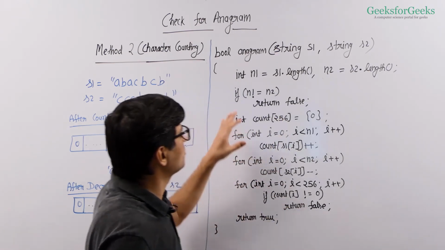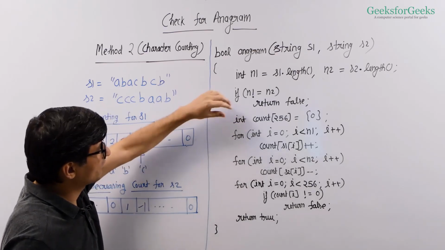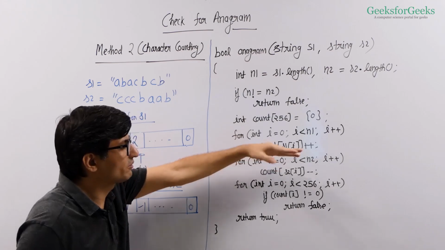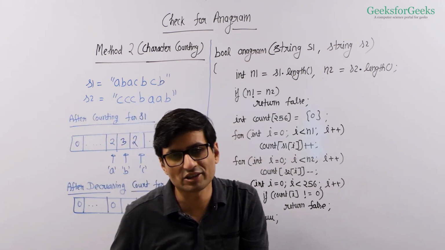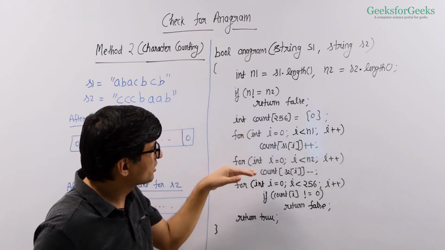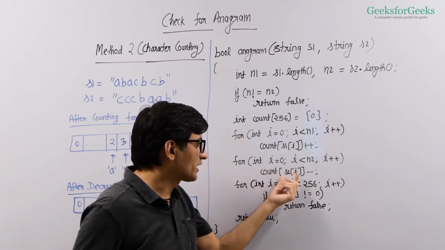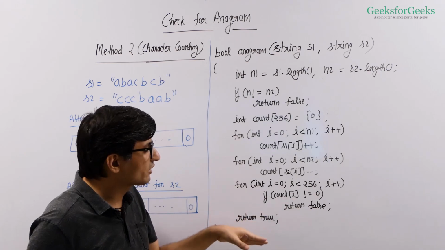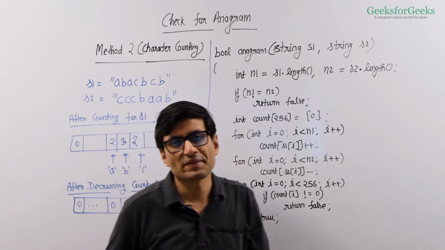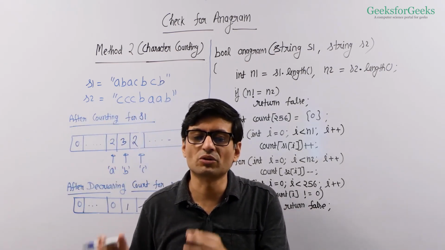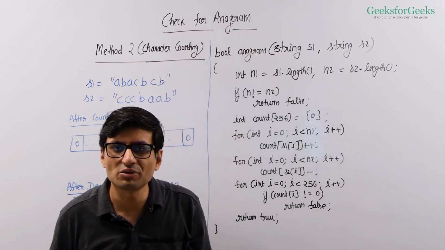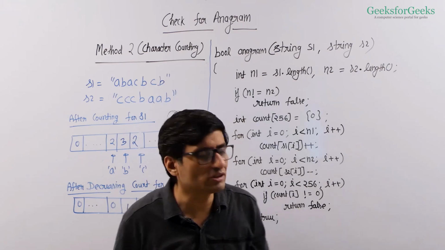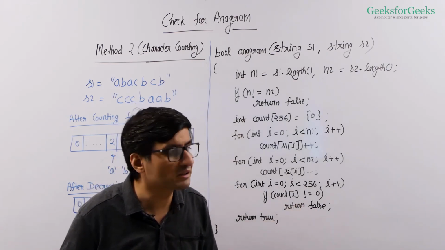You traverse through both the strings one by one. You increment the count for every character present in string 1. You use characters as indexes in this count array. Then you traverse through string 2 and you use characters as indexes and decrement the count. And then you traverse through this count array of size 256 and you check if all values are 0 or not. If all values are 0, then you return true. If you find a value which is non-zero while traversing, you return false immediately.